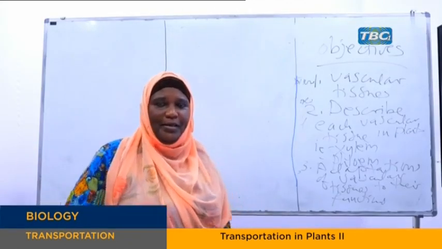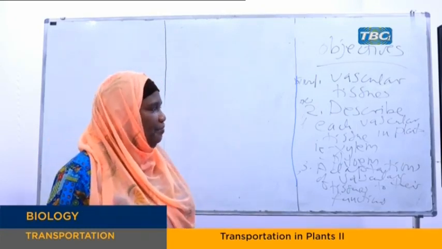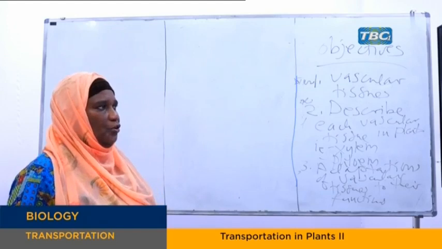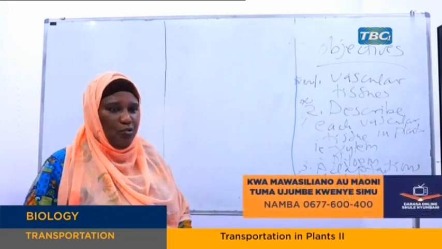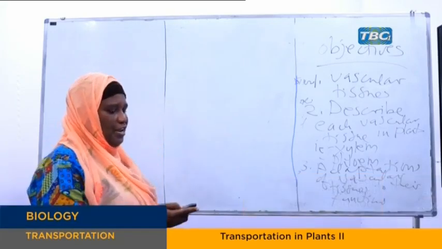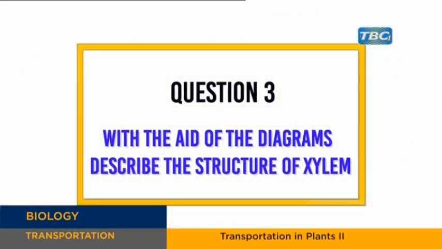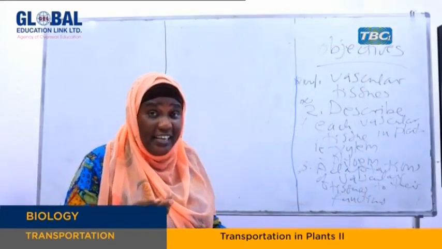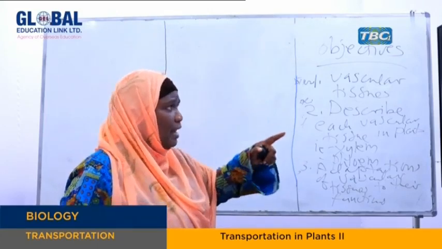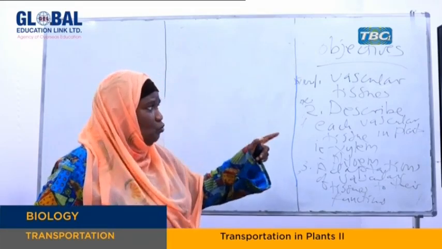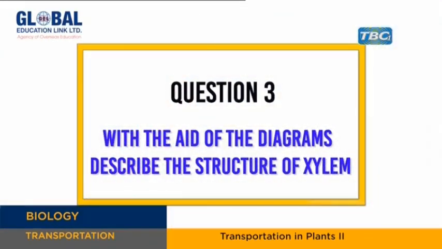Okay, hi. It is my hope that you have completed the work which I gave you. I said that you should pass through all things which we have discussed based on question number 1 and question number 2. Now, we are going to question number 3. Question number 3 says that with the aid of the diagram, describe the structure of xylem. When you check that question closely and clearly, you may observe that the question is similar to question number 2. You are required to do the same as question number 2. It means diagrams are necessary. You should use diagrams in making description.